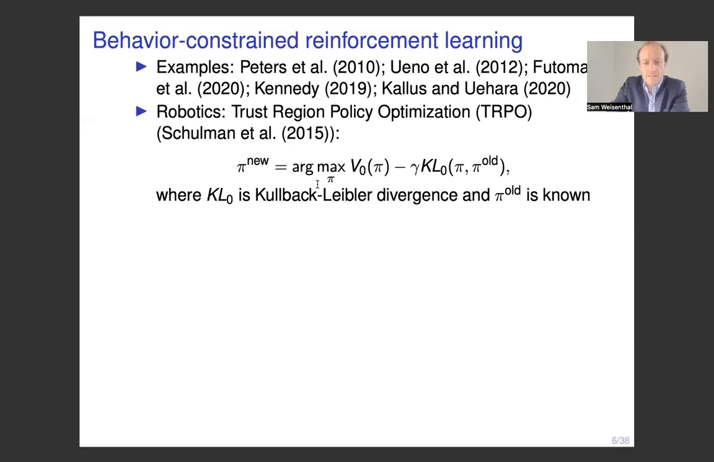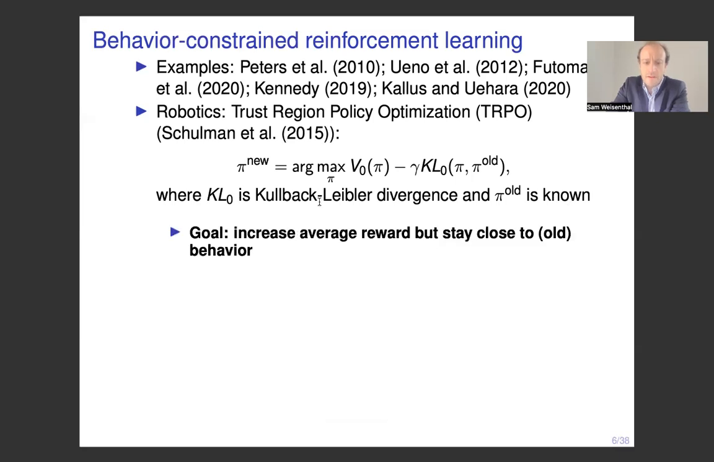There have been many extensions of this, but if you write trust region policy optimization just with a Lagrangian term, this is the objective function that emerges. Here, they're maximizing expected reward, but they're adding a KL divergence, Kullback-Leibler divergence term, constraining to some old policy, pi-old, where pi-old is known. So the goal here is to increase the average reward or the value, but stay close to some old known behavior. In the robotic setting, this old behavior is often what the machine was doing maybe a few minutes ago, because that was programmed in the machine before.